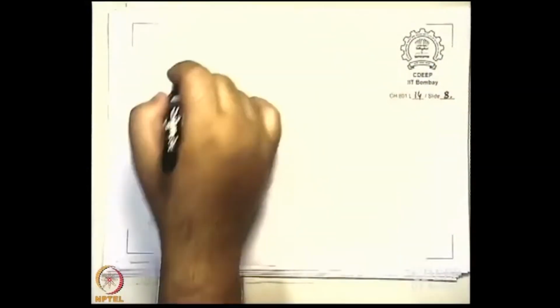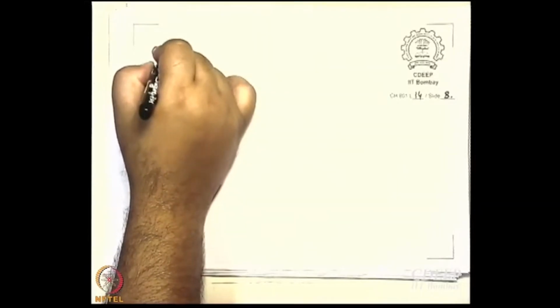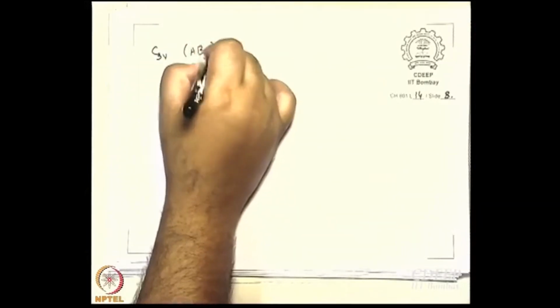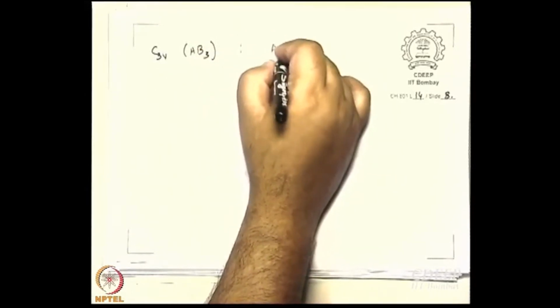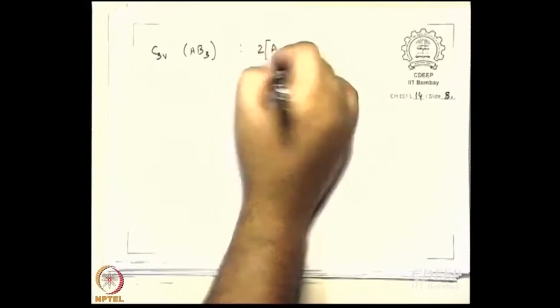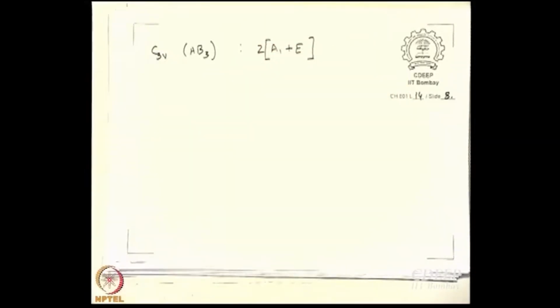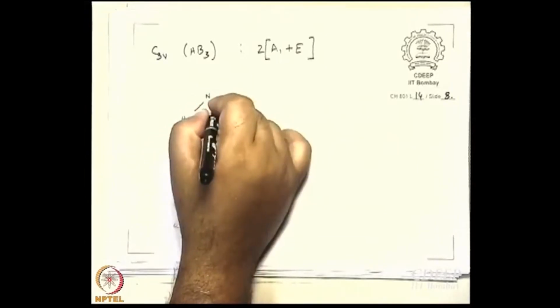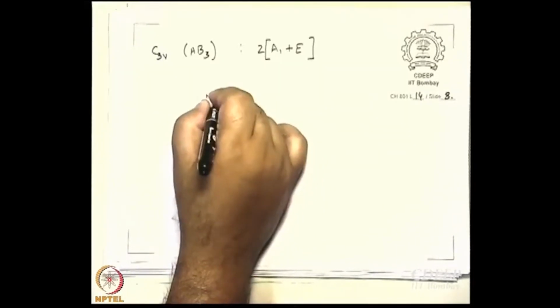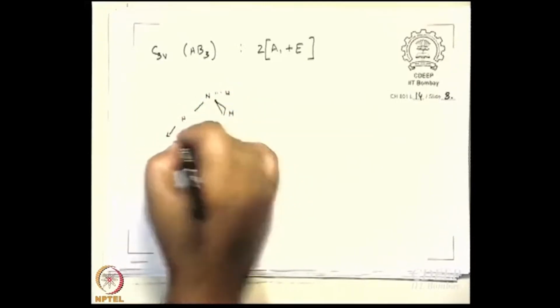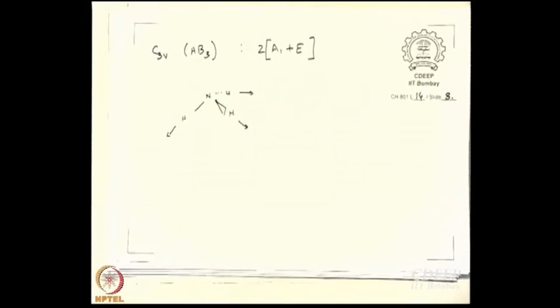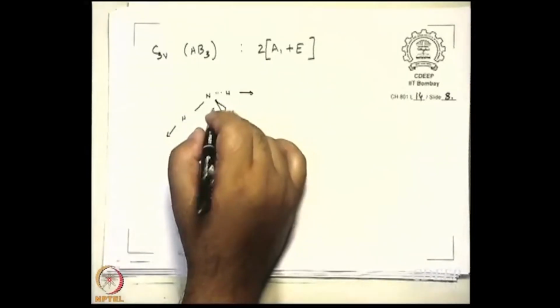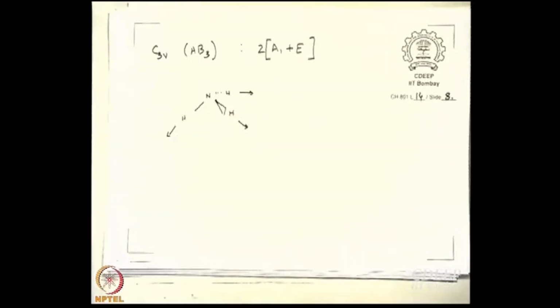Let me see if I can draw it. So, we are talking about C3V, AB3 kind of molecule. We have already seen that you have A1 plus E, I will write like this, and all the modes involve stretch as well as bend. So, let us think like this. You have nitrogen, hydrogen, hydrogen, hydrogen going out, and while it is going out, the angles also increase at the same time. I just realized that I cannot draw it.